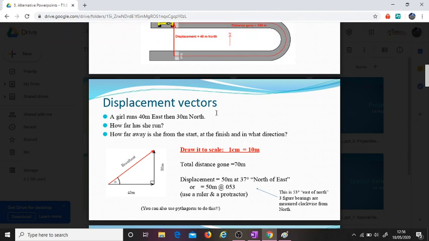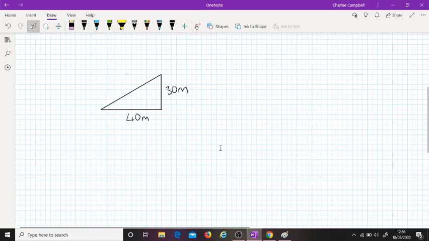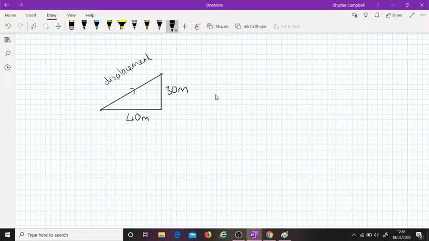So a girl runs 40 meters east, then 30 meters north. So I've got it here. So what we're working out then is this part here, because the girl starts here and finishes here, so this is the displacement, okay? So the displacement is from where she starts to where she finishes. It's in meters, obviously. So we just use Pythagoras for this.